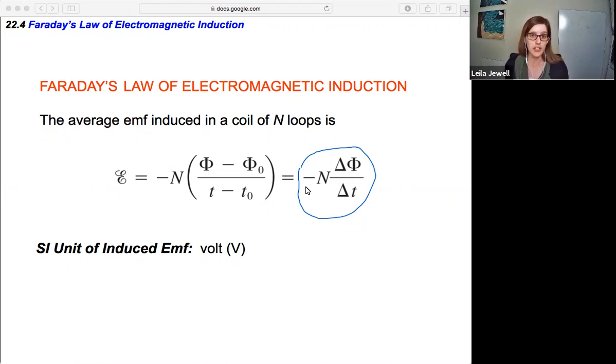Now, what is the SI unit of this induced EMF? The SI unit is the same as that of potential or voltage. It is the unit of the volt, capital V. So that's nice. It is very consistent. Let's see how this law plays out in an example.